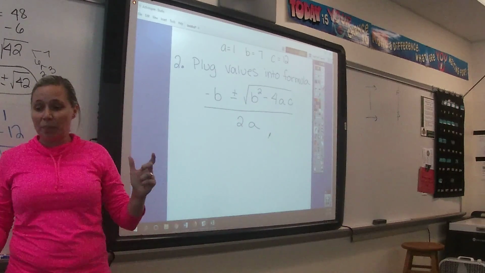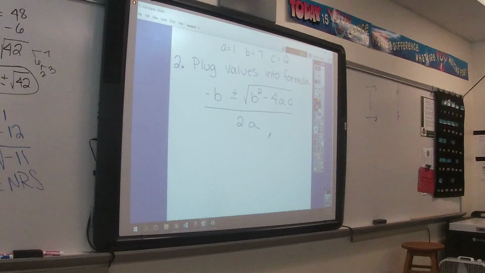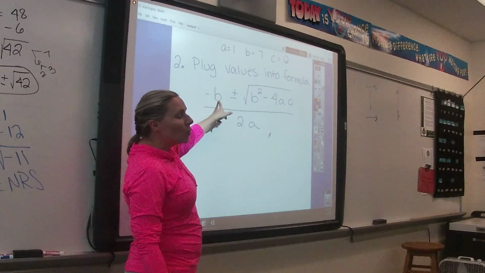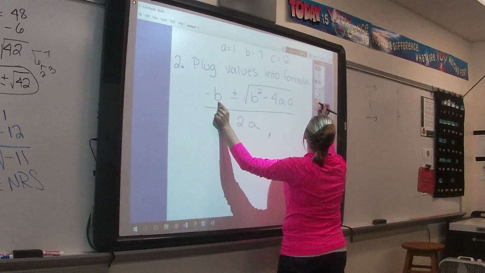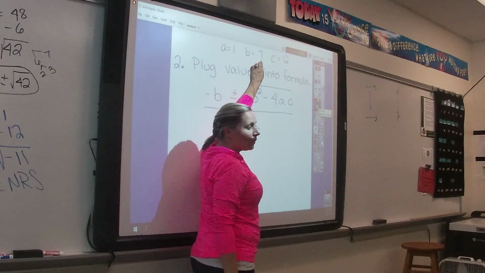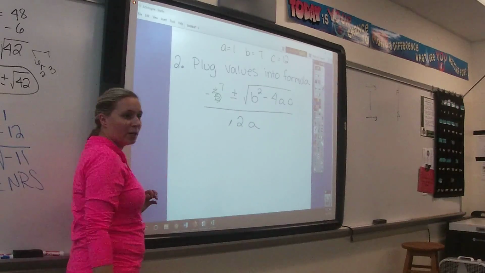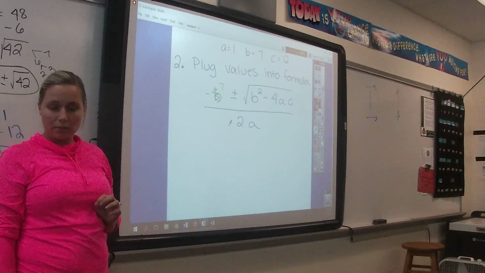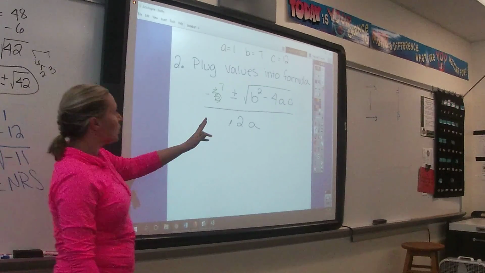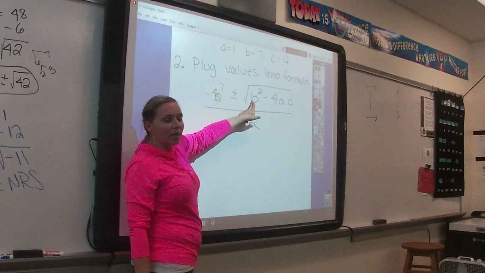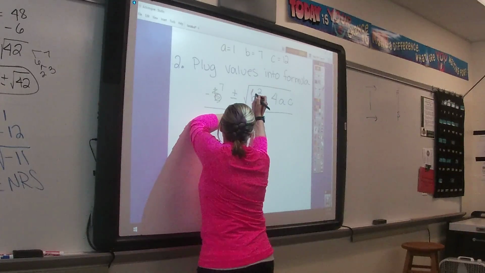My job is now to replace each of those letters with the new value that it equals. Instead of saying negative b, what am I going to replace b with? Well, what does b now equal? 7. So now b is going away, and in its place I'm putting a 7. Plus or minus the square root of. Instead of saying b squared, what does b now equal? 7.